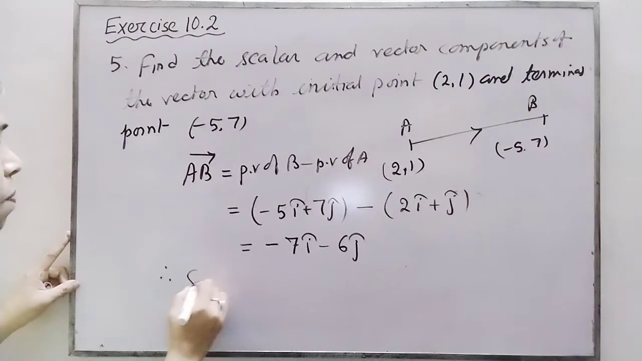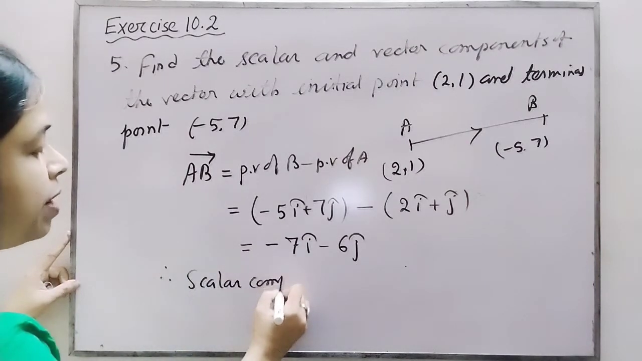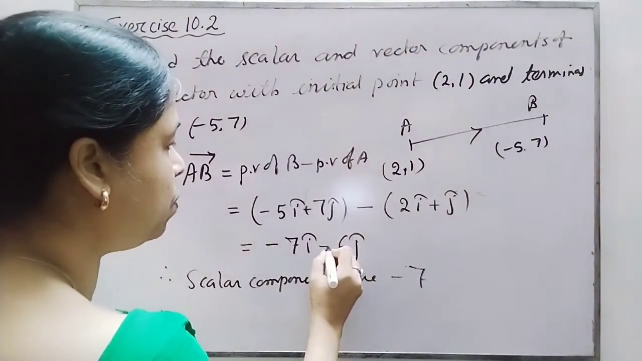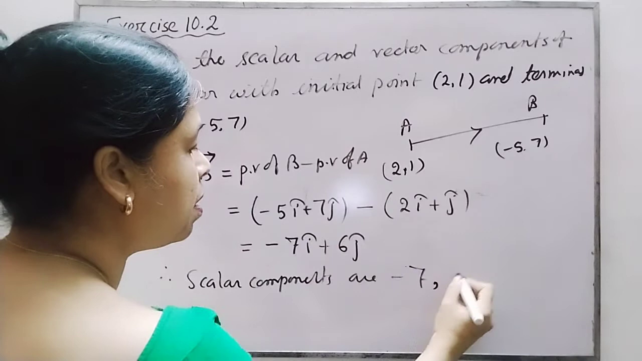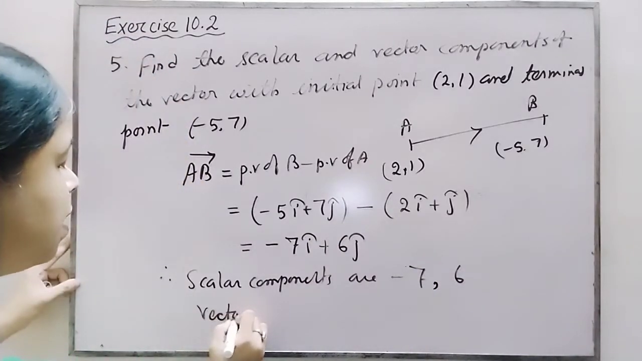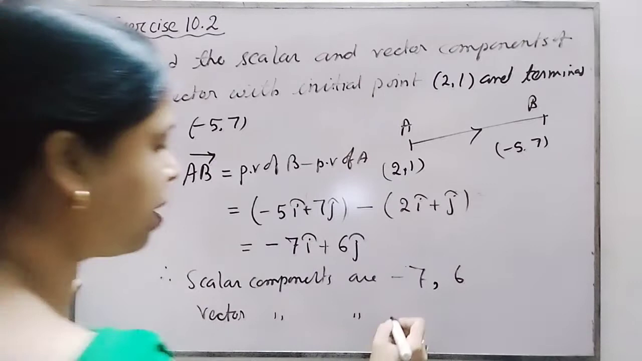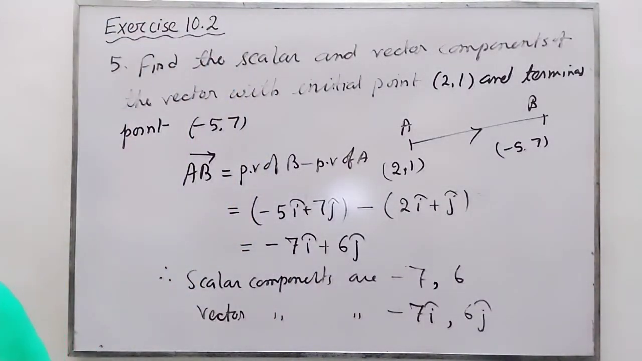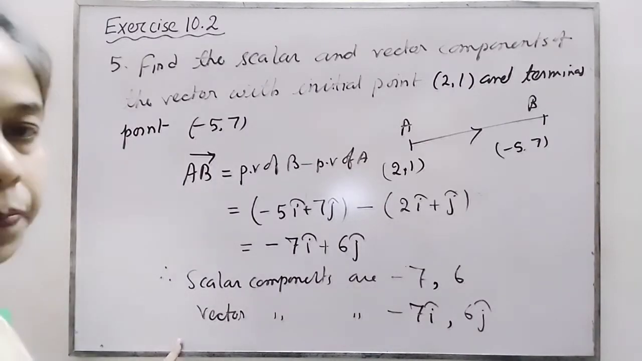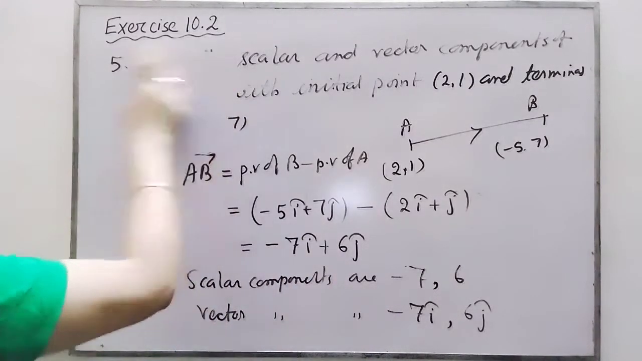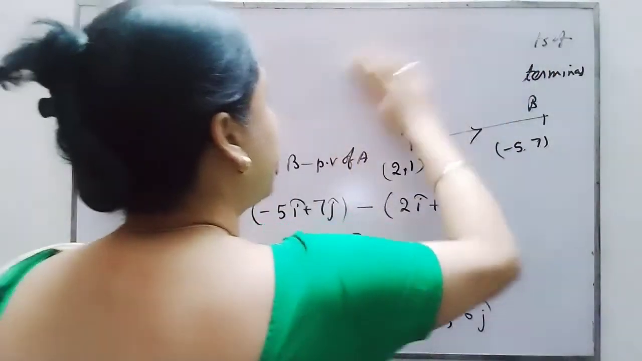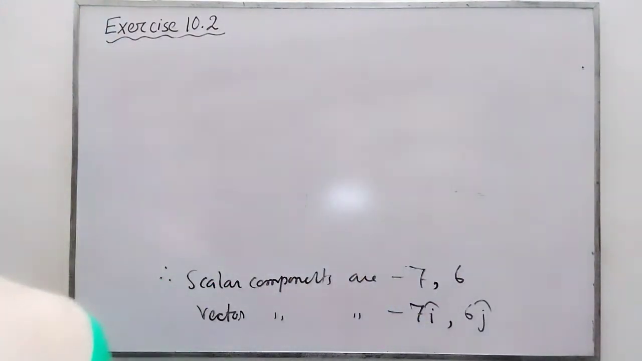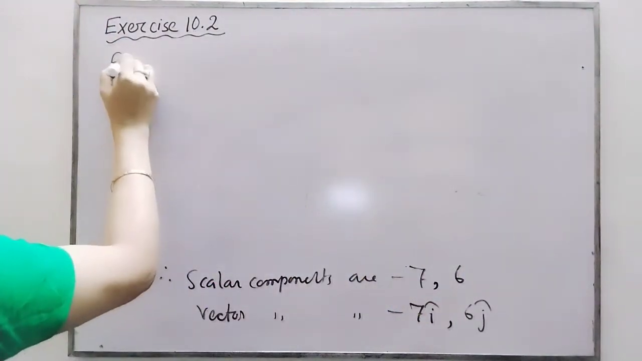So what are your scalar components? Scalar components are minus 7 and plus 6, and the vector components, with the symbol you have to consider, are minus 7i cap and 6j cap. So we got the answer. Okay, so these are your scalar and vector components. Once you have the vector, the coefficients of i cap, j cap, k cap are your scalar components. Now I go to question number 6.